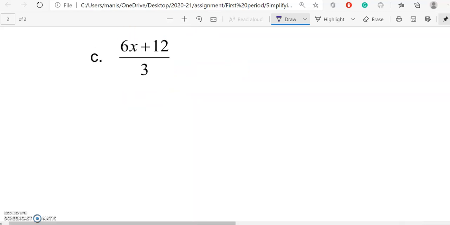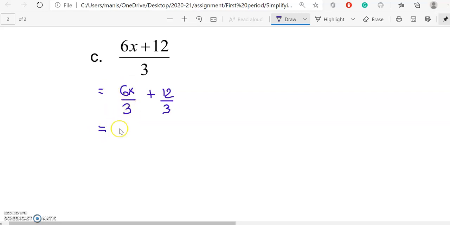Now let's simplify this algebraic expression. This looks kind of different. Okay, now you have to read the question carefully. It says 6x plus 12, everything divided by 3. So this is mathematically telling you that the denominator 3 is common for 6x and it is also acting as a denominator for 12. Alright, so after this what I will do is I will divide 6 by 3.